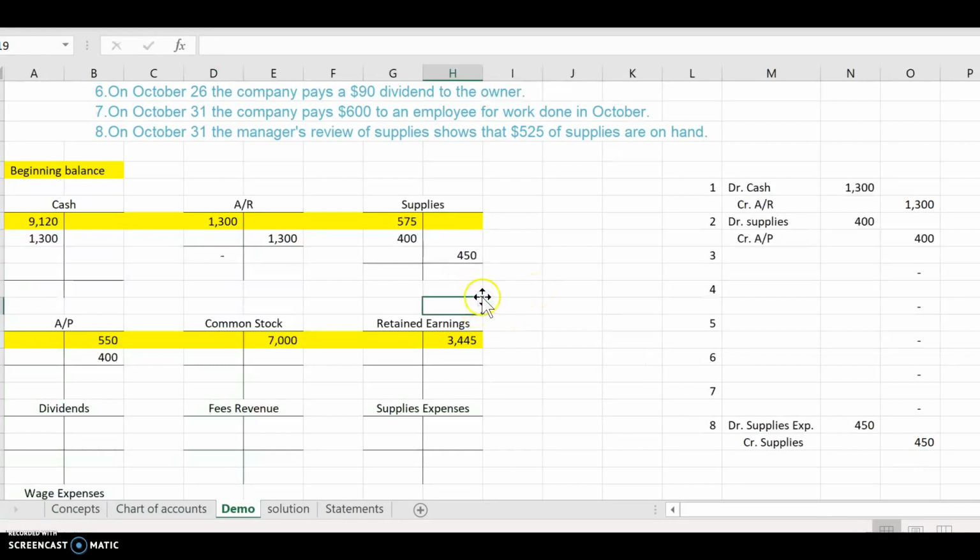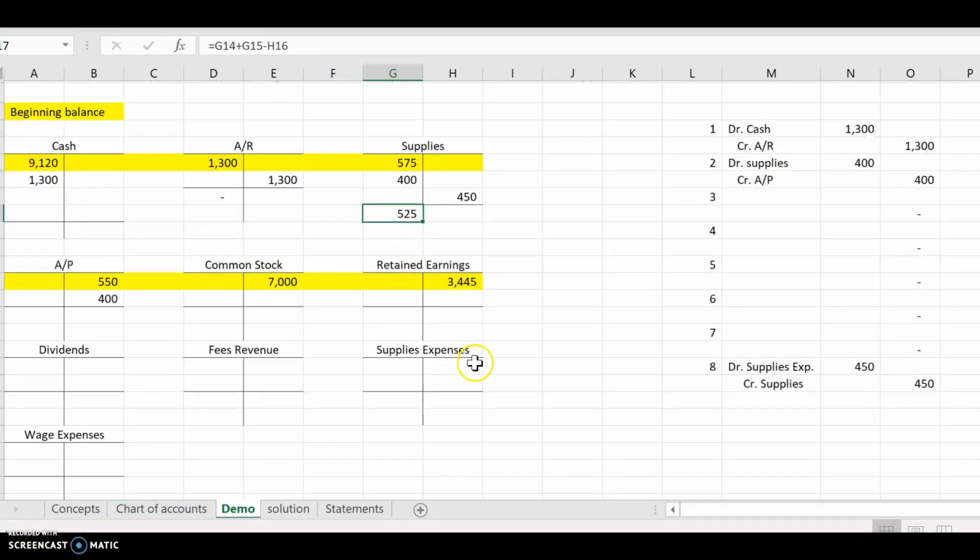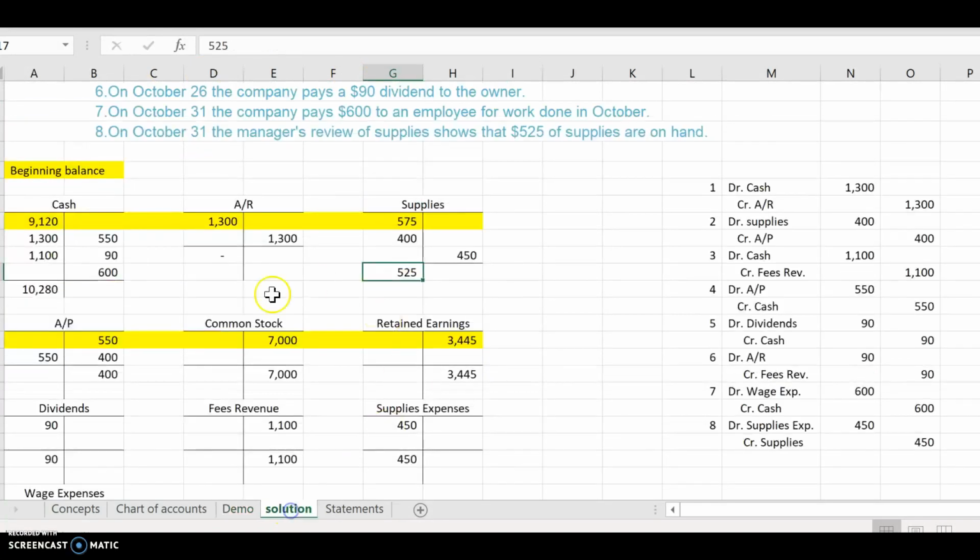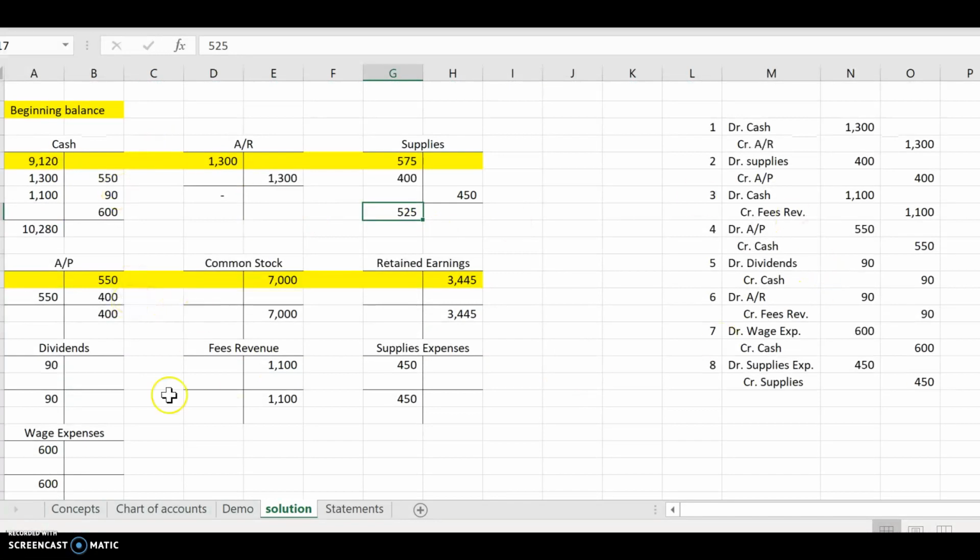Now, what is the ending balance? So supplies would start with 575 plus 400 minus the credit side, right? Anything on the credit side, we have to minus it. So that's 525. It's exactly what it means. The manager reviewed the supplies, showing 525 supplies on hand. Okay, so that is the idea. You can review the solution section to find all the transactions and the numbers.